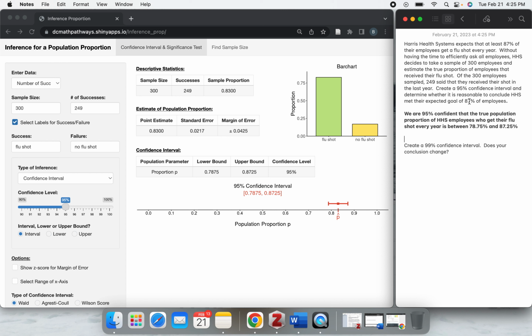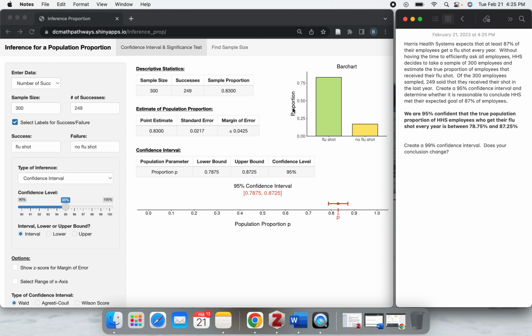So, did they meet their goal of 87%? 87% is in the interval. So since it's in the interval, then it is a plausible value for the population proportion. So yes, we can say that it's reasonable to conclude that they met their goal.